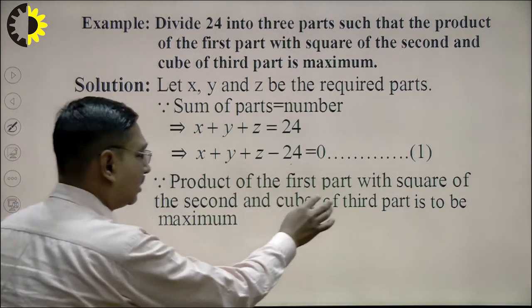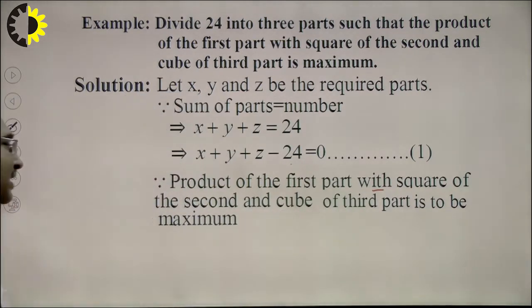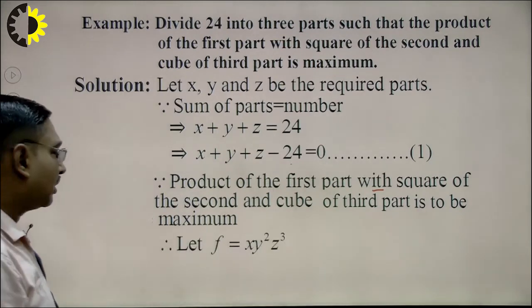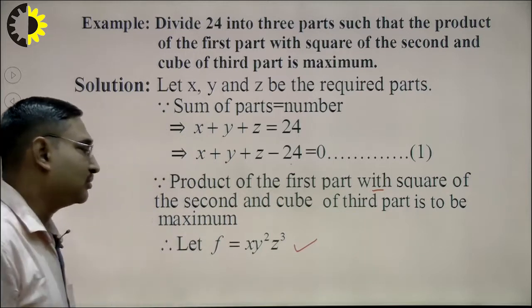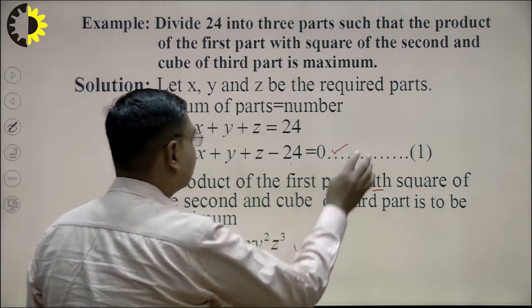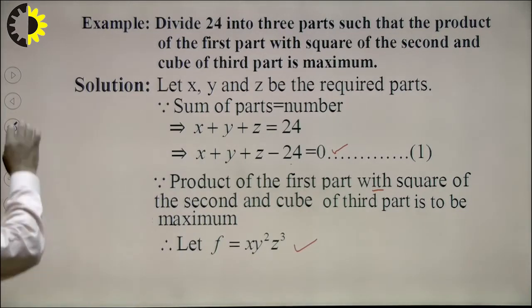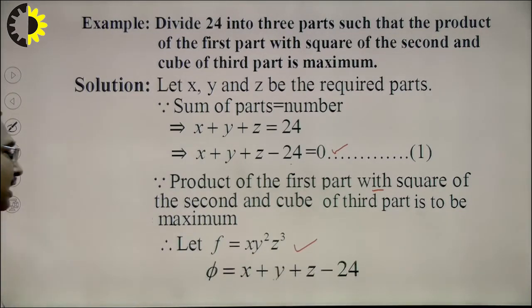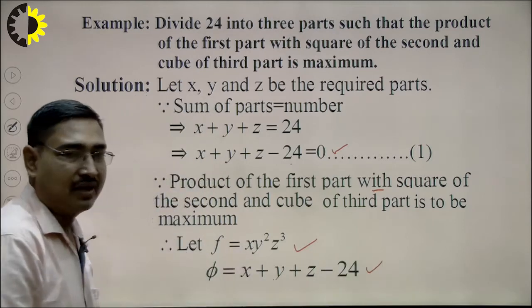Because the product of the first part with the square of the second and the cube of the third part is to be maximum, therefore f will be x times y square times z cube. The quantity which is fixed, x plus y plus z minus 24, will be written as phi.